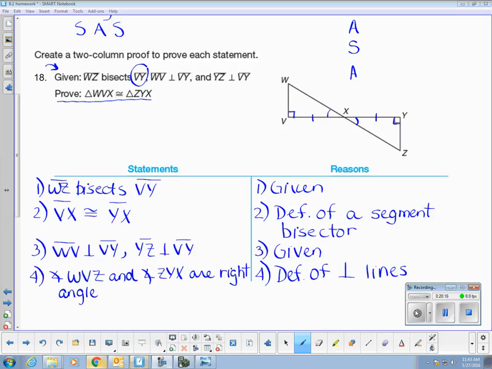So the definition of perpendicular lines is that they are lines that form right angles.